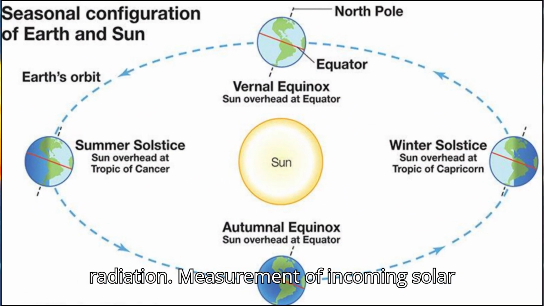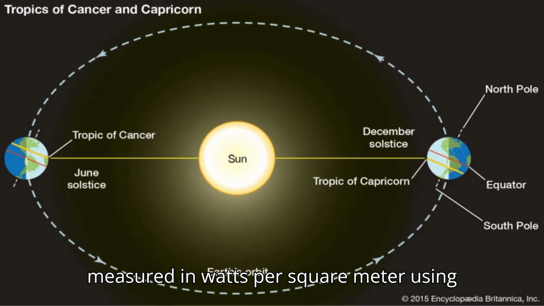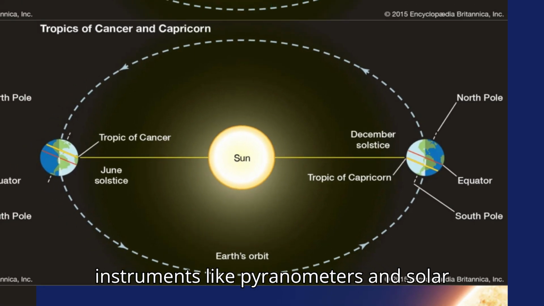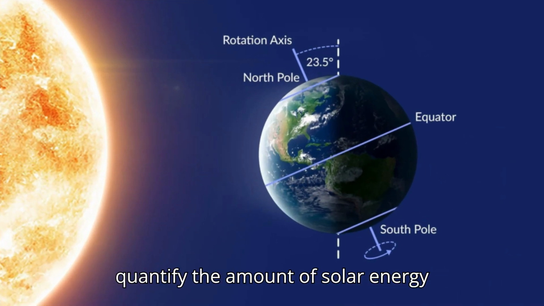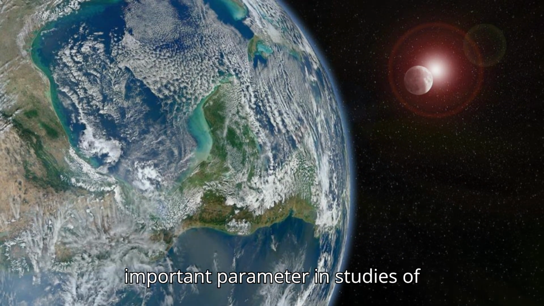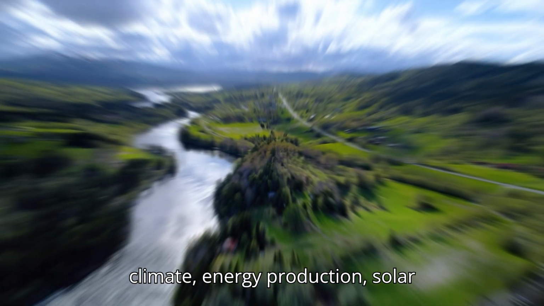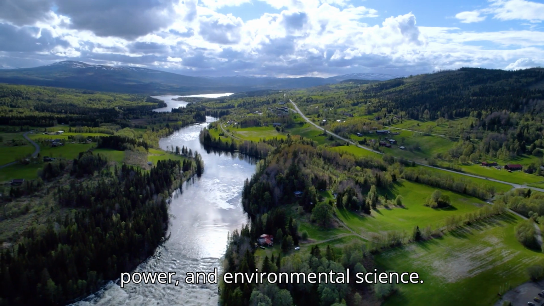Measurement of incoming solar radiation. Insolation is typically measured in watts per square meter using instruments like pyranometers and solar radiometers. These devices capture and quantify the amount of solar energy received over a specific area and is an important parameter in studies of climate, energy production, solar power, and environmental science.